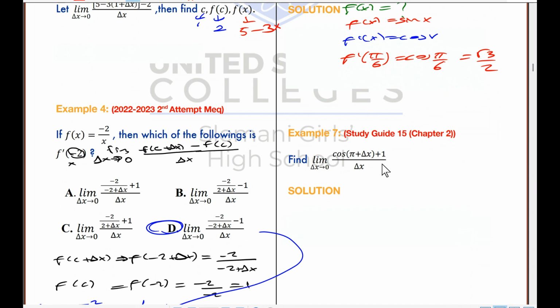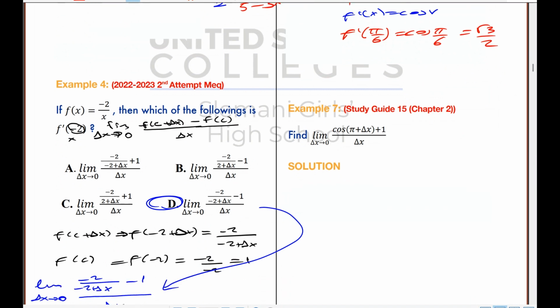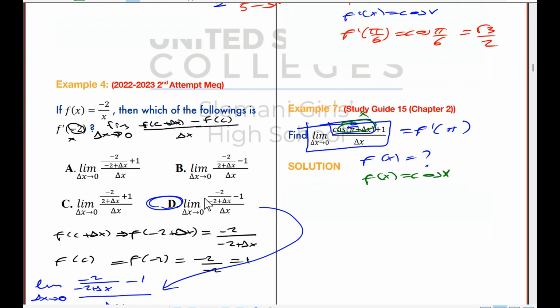Alright. Similarly, next question. Same idea here. I should know what this means. This means find the derivative at c. C is the number that's added to delta x, which is pi. But what is our function? Our function is the one that's written in the first place at the top, which is cosine x when you consider number plus delta x as x. So our function is cosine x. What we need is taking the derivative of cosine x. F prime of x is negative sine x.